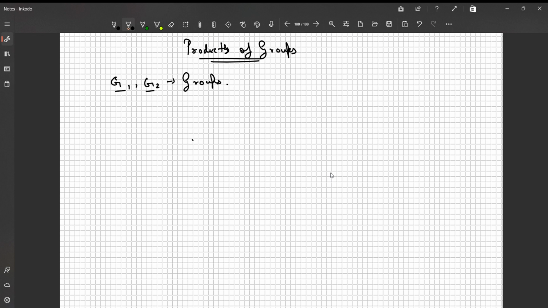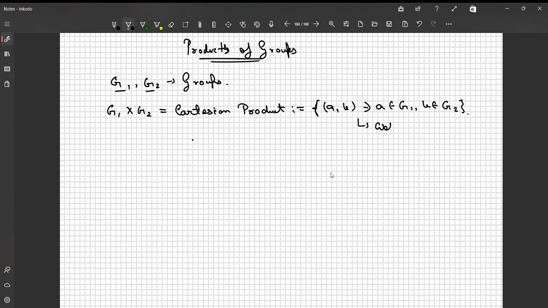So after all, they are groups, so obviously they are sets, right? If they are sets, we can talk about their Cartesian product. Okay, so let's talk about its Cartesian product. Now we know by definition this should be the collection of elements of the form (a, b), ordered pairs, such that a comes from G1 and b comes from G2. So this is obviously a well-defined set, right?